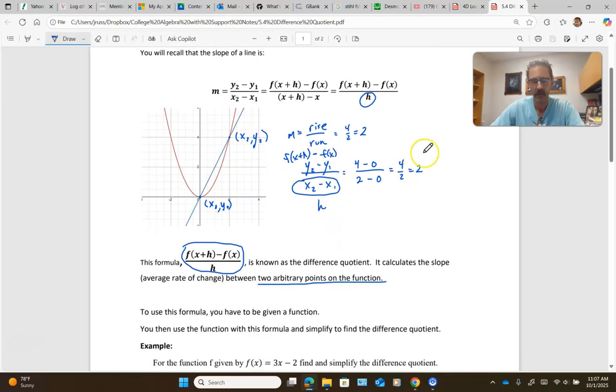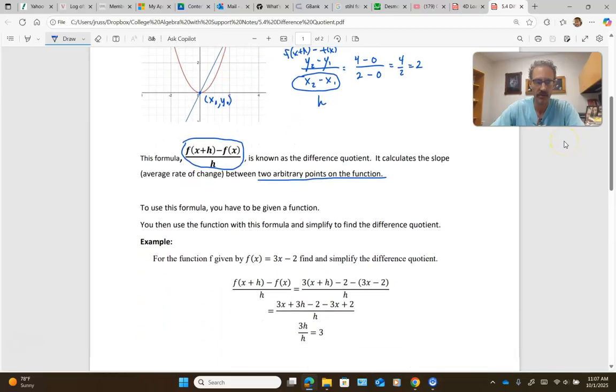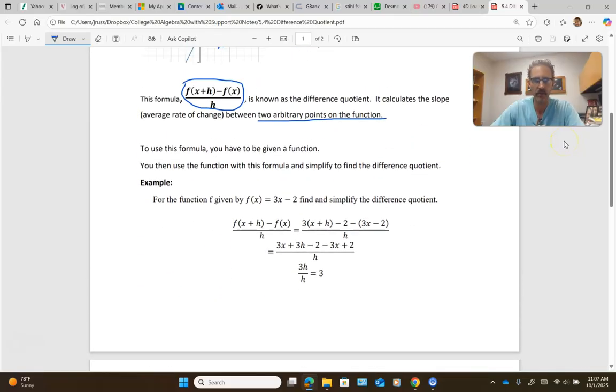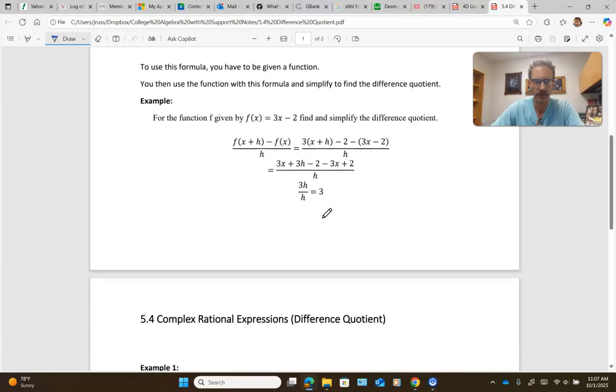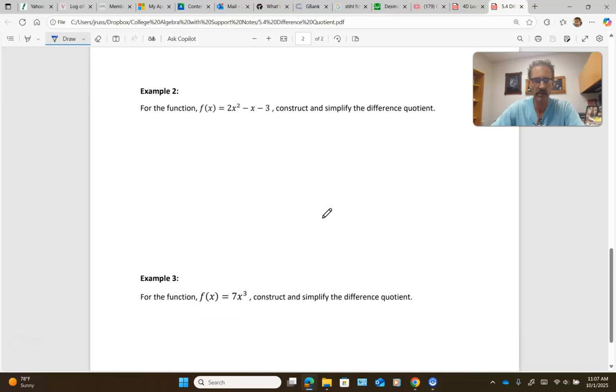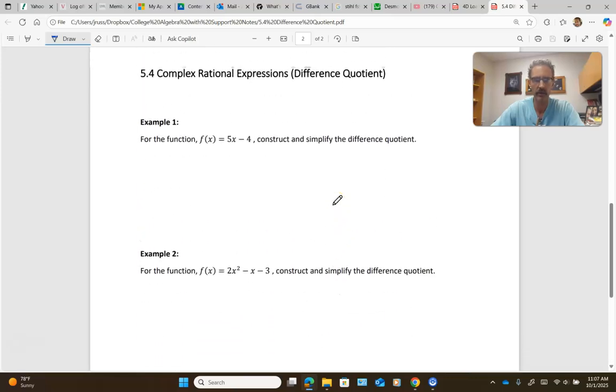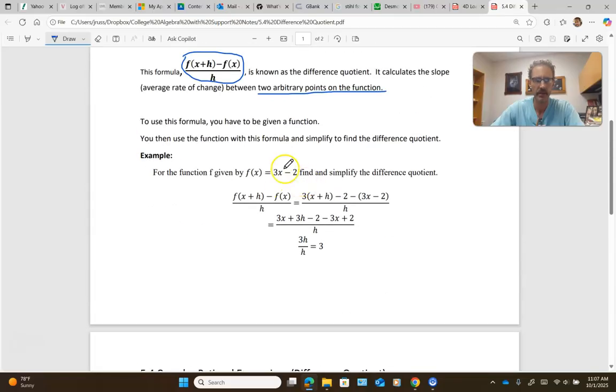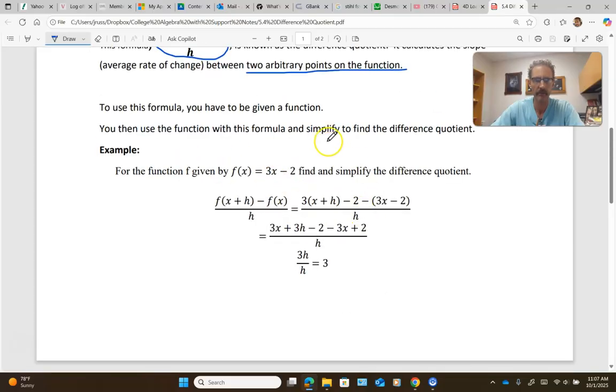Now, the bulk of this section is just strictly using this difference quotient, or this formula right here, to find the difference quotient for different functions. So we're going to start with one that has been worked out for you. We can walk through it real quick, and then we'll do example 1. And I think we may save examples 2 and 3 for a part 2 video. So let's look at this example.